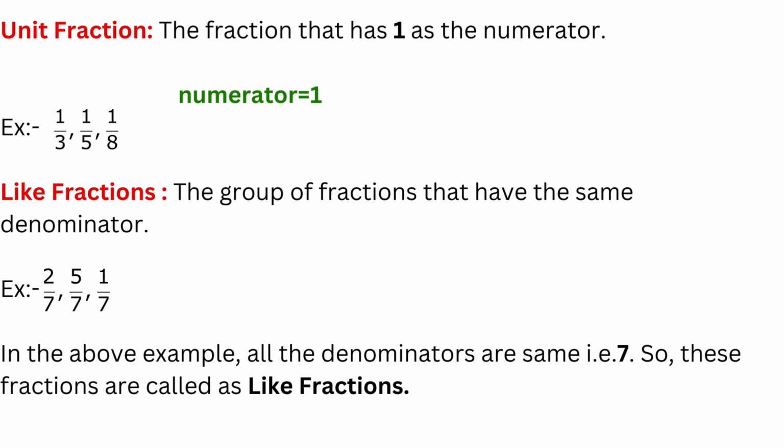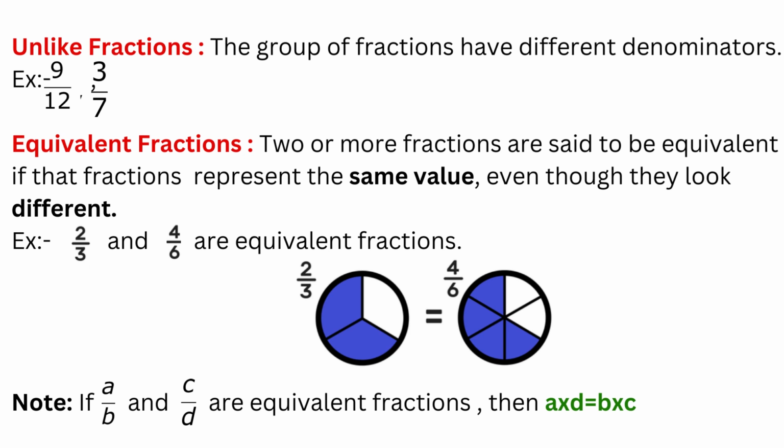Next, like fractions. These are related to a group of fractions, the group of fractions that have the same denominator. Group means let's say two or more, right? Example 2 by 7, 5 by 7, 1 by 7, like that. See, all the denominators are the same, that is 7. Such type of fractions are called like fractions. Unlike fractions: the group of fractions that have different denominators.